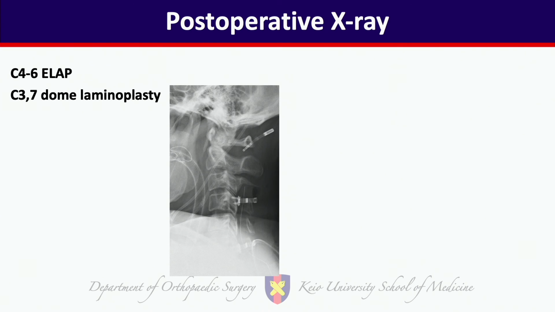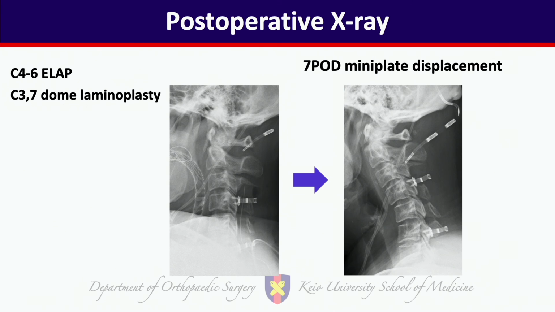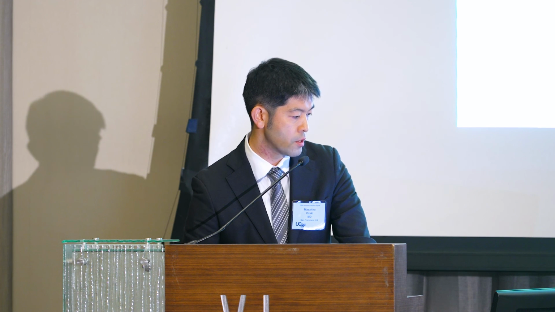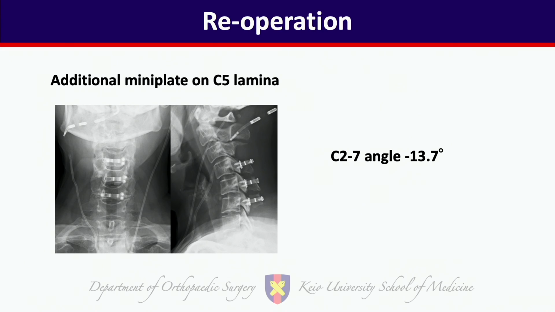We performed open door laminoplasty. We placed the mini plate on the lamina of C4 and C6. This is a method we commonly use. However, post-operative X-ray at 7 days shows the displacement of the mini plate on the C4 lamina. But this patient had no symptoms. And in retrospect, this X-ray showed slight kyphotic alignment. We performed revision surgery. We replaced the mini plate on the C4 lamina and added the placement of a mini plate on the C5 lamina. Postoperative X-ray shows a loss of lordosis, and the C2-7 angle was 13 degrees of kyphosis.